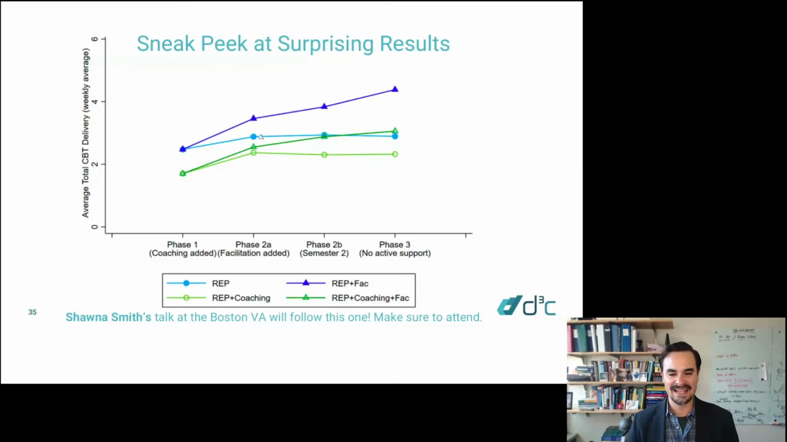And you can kind of see the really powerful role of facilitation here. If you think about it, you can kind of see this huge jump right here, right in this phase here, which is sustained in the follow-up period, but not really sustained so much when coaching was provided. It's almost like the drawbacks of coaching, which happened early on, could never catch back up, even when we provided facilitation. That's almost what's happening here.